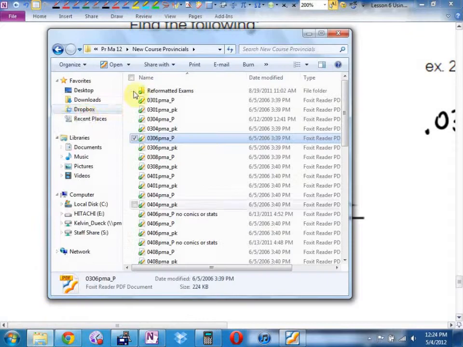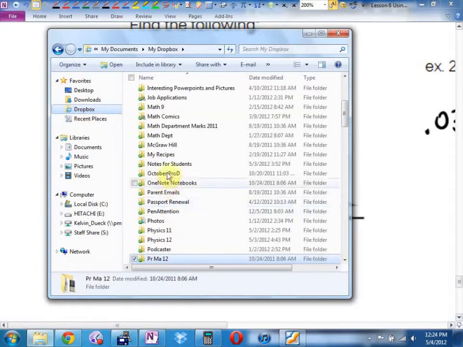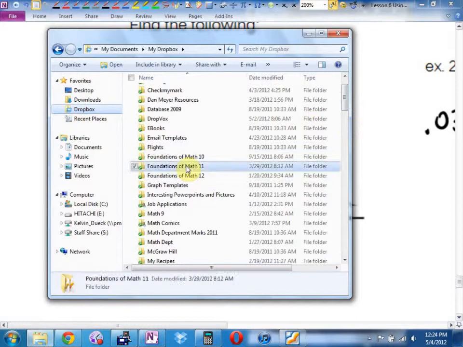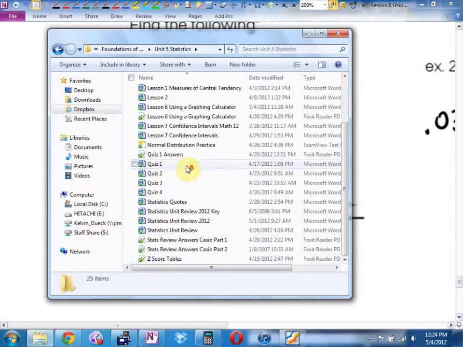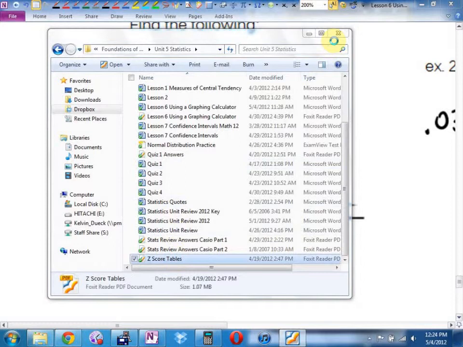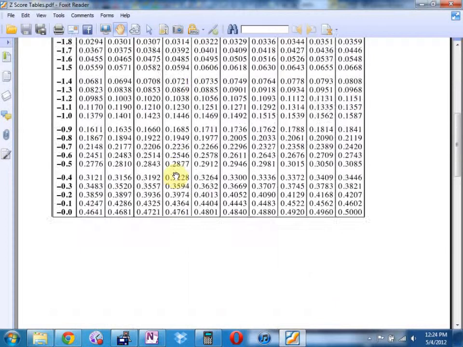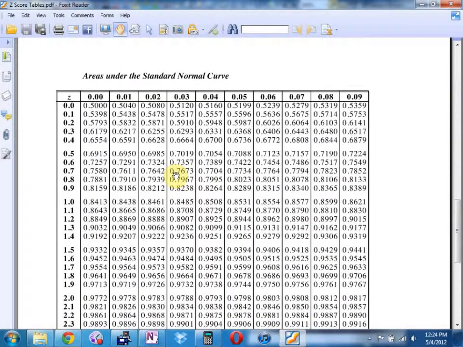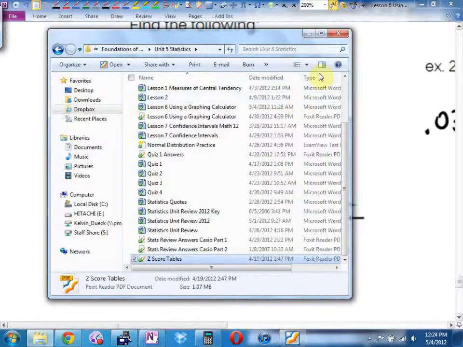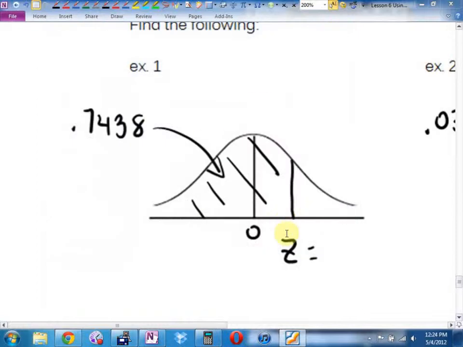Well, let's see. I think the problem here is, am I right? Is there exactly 0.7438? 0.74, 0.7422. I know this Z value is somewhere between 0.65 and 0.66, but it's not exactly on my chart.